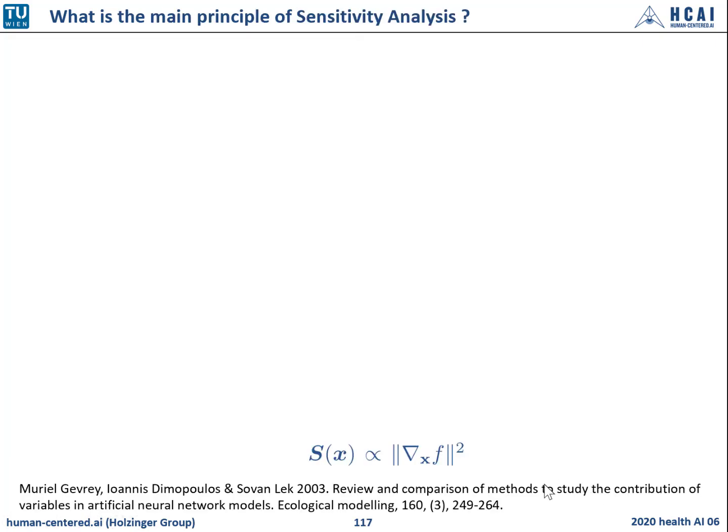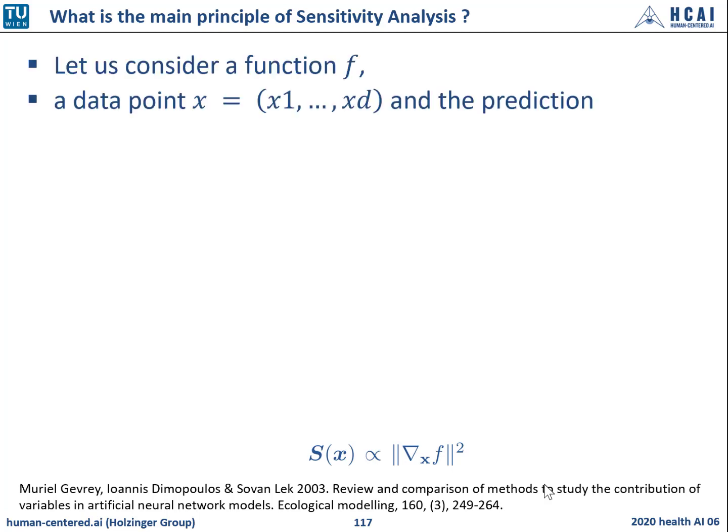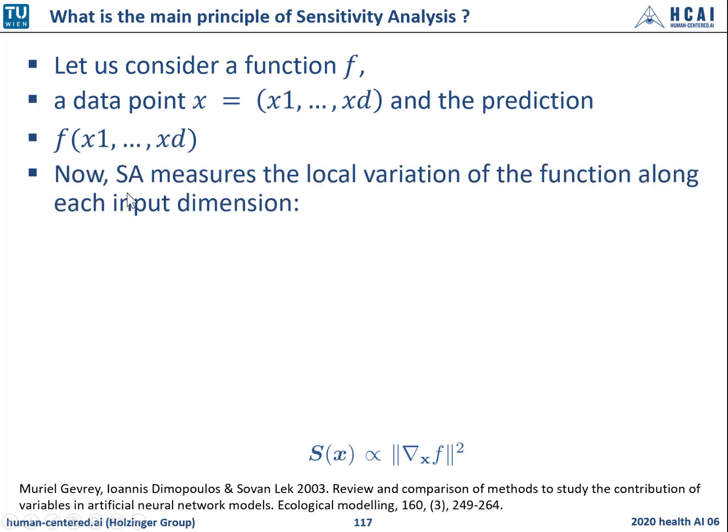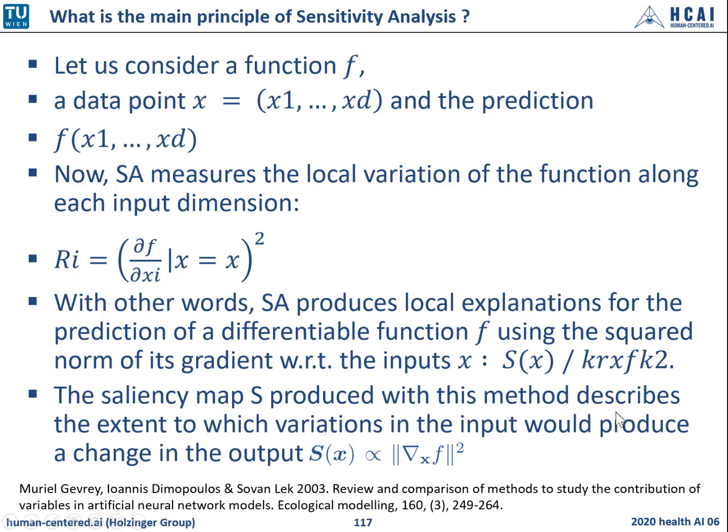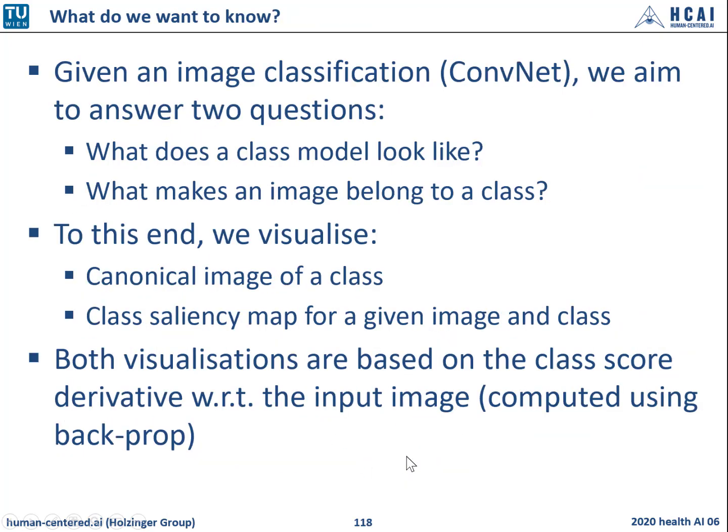Okay, what is the main principle of sensitivity analysis? We have a function, a data point x, and the prediction f of x1 to xt. Now the sensitivity analysis measures the local variation of the function along each input dimension. So this is the partial derivative of f of x over x sub i, squared. In other words, SA produces local explanations for the prediction of a differentiable function f using the squared norm of its gradients with regard to the inputs x. And then the saliency map as produced with this method describes the extent to which variations in the input would produce a change in the outputs, and this is this expression.